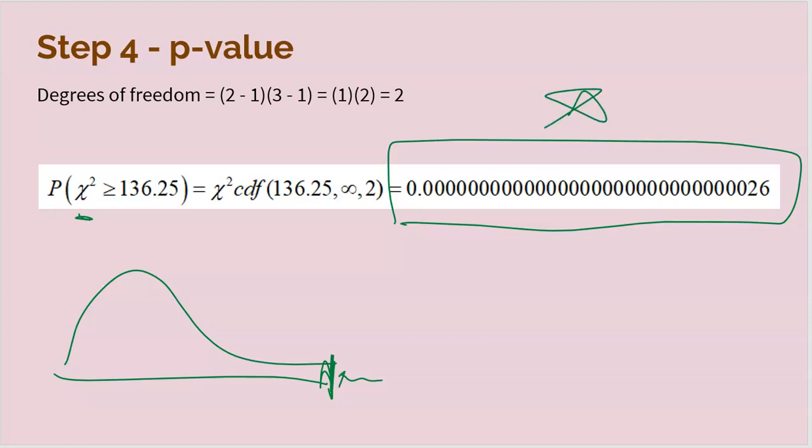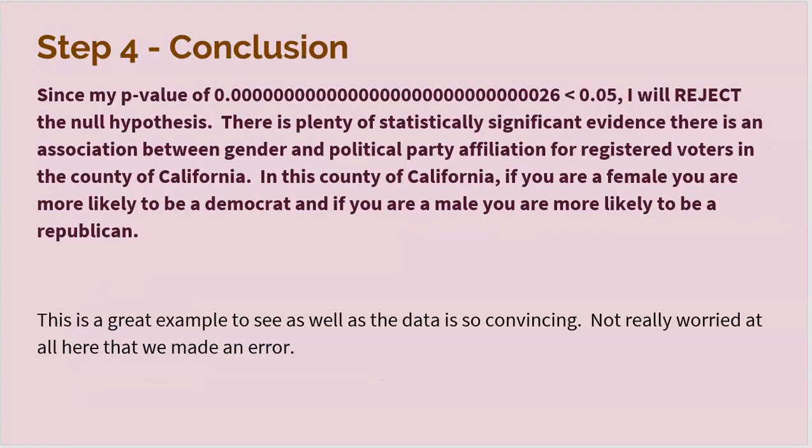That's what tells me that, guess what? There is an association. So I'm going to go ahead and say that since my p-value is well less than 0.05, I will reject the null hypothesis. There is plenty of statistically significant evidence that there is an association between gender and political party affiliation for registered voters in the county of California. Notice how specific I am in being in this context and this conclusion. Please make sure you do that on the test.